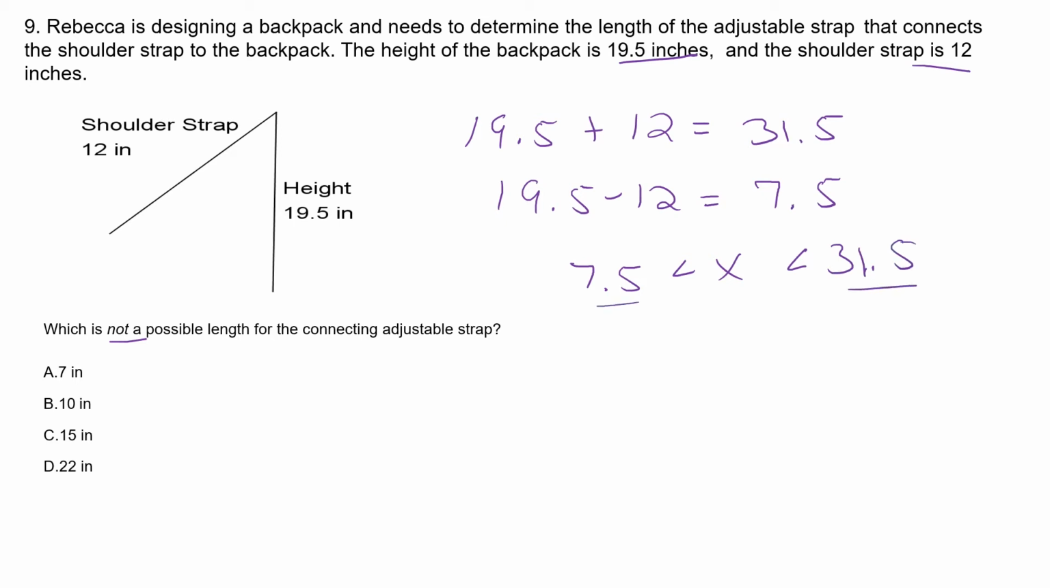And the only one that does not fit is A. So the rest of these could be side lengths, but A, which is 7 inches, cannot because it is less than 7.5. It is not in that range.